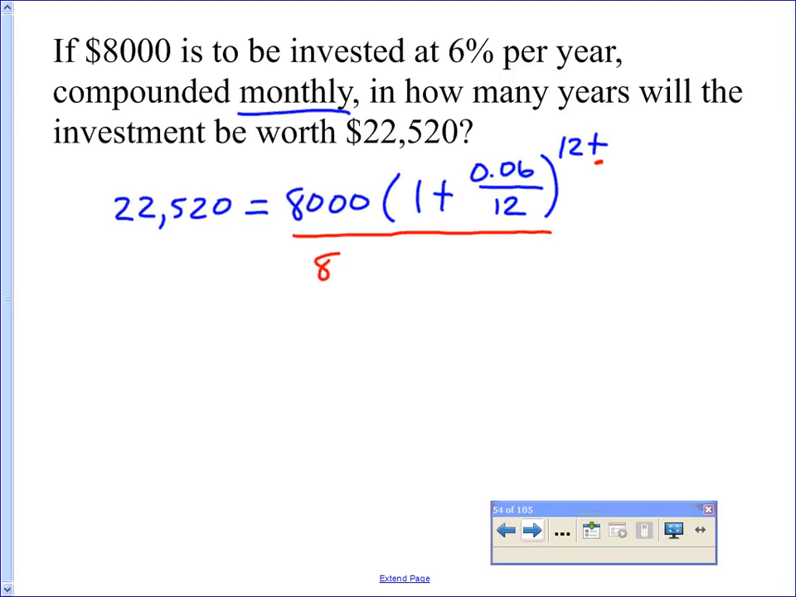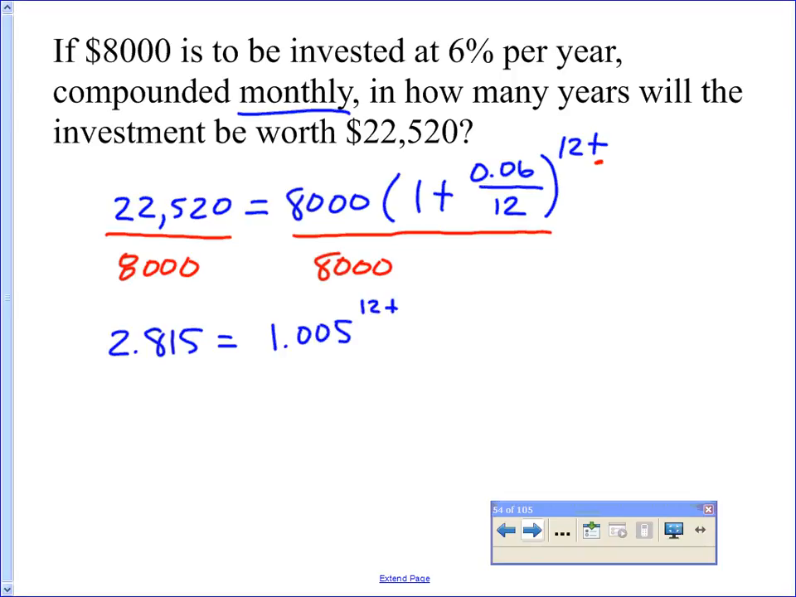The first thing I'm going to do is divide both sides by this 8,000. And when I do that, I end up with 2.815 is equal to, and then I'm going to simplify the 1 plus 0.06 over 12, and that gives me 1.005 raised to the 12t. Okay. Now from there, you can see that we have this t that we still need to solve for, but it's much simpler. So what I'm going to do is take the natural log of both sides.